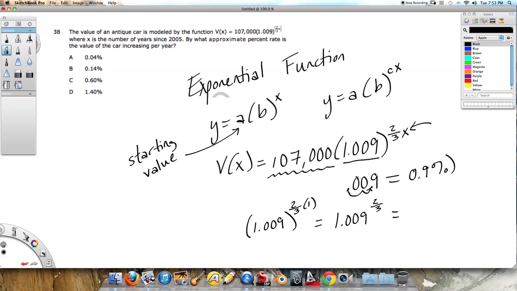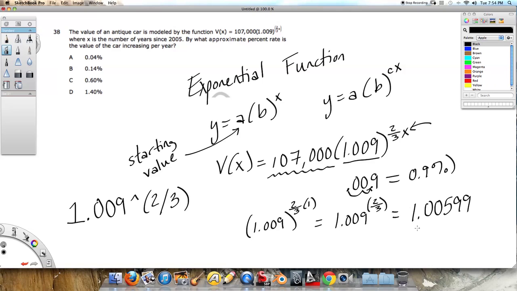I have to be careful to put parentheses around the 2/3 so that the calculator doesn't think I mean 1.009 to the second and then divide all that by 3. We have to put the exponent in parentheses when we do this. On your calculator, it would look something like this: 1.009, the exponent button, and then 2/3 like that. When you do that, you come out with 1.00599, which is really close to 1.006.